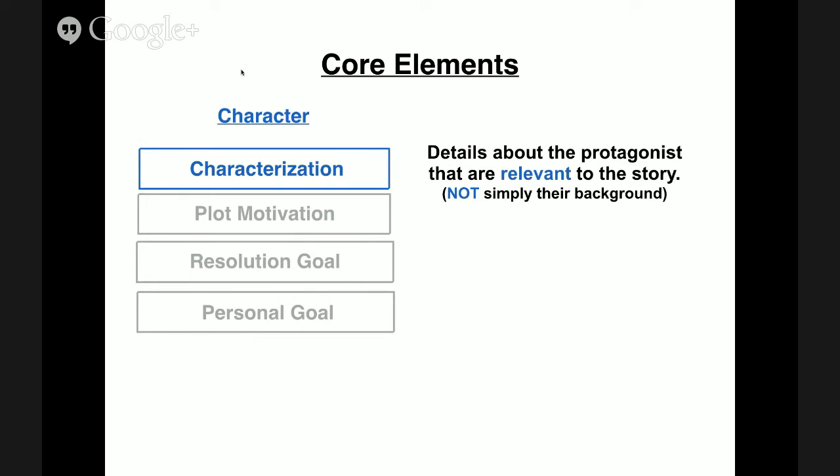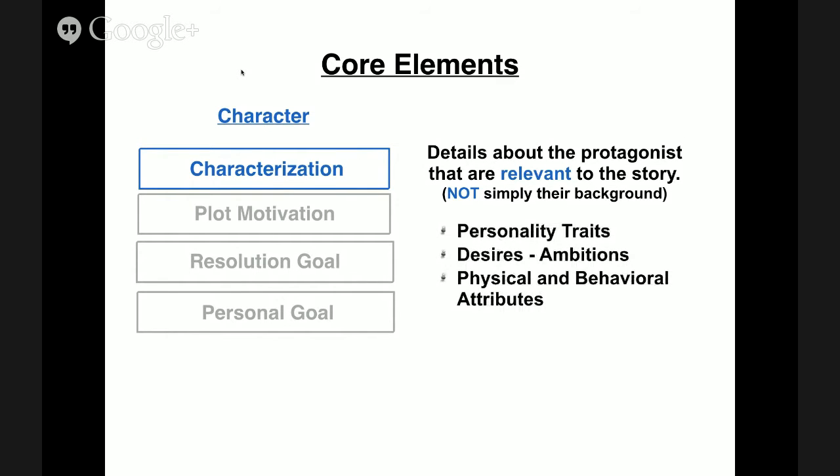They had much less screen time, much less involvement to their story, and I really had them rethink. Maybe that's not your main character. You seem to know so little about them. They have so little to do. So when I talk about the protagonist, it's your main character. So the characterization aspect is these are details that are relevant to the story.